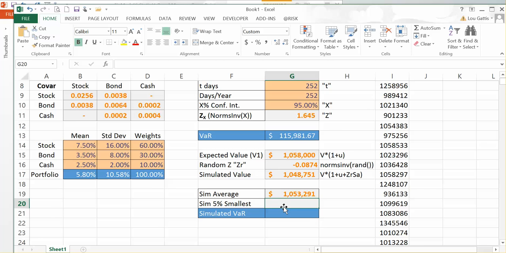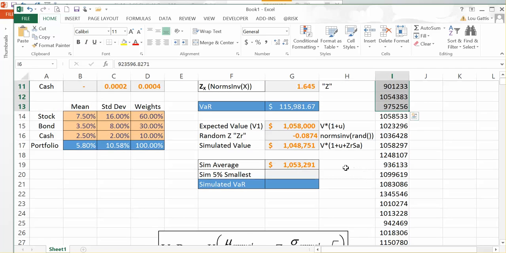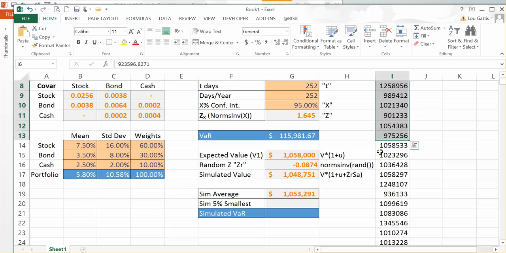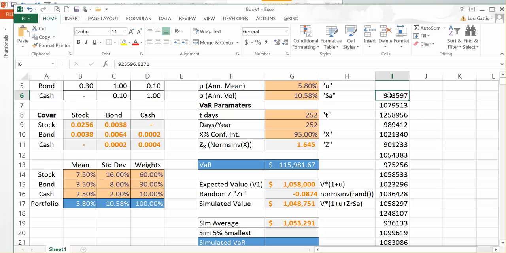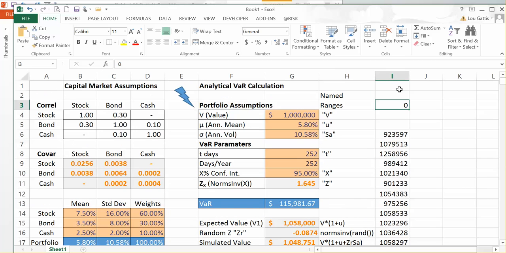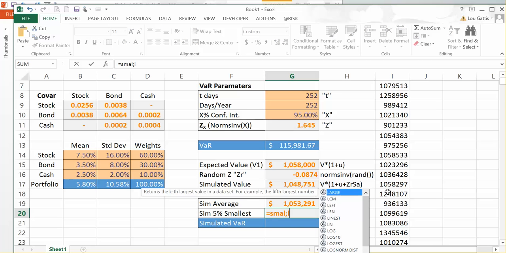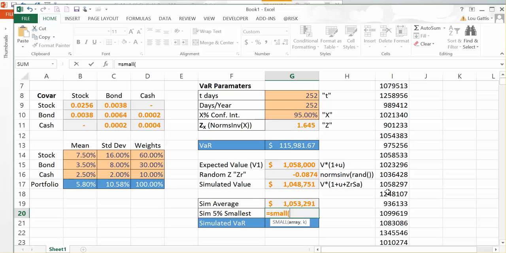And then one thing I'll do is I'm going to sort these numbers here and find the 5% smallest value. Again, these are 5,000. Just make sure it goes from cell 6 to 5,005. So we have 5,000 outcomes here. So what I'm going to do is sort these and get the 5% smallest. 5% of 5,000 would be 250. So I'm going to use Excel's small function now. Excel has small and large functions, and all you do is enter an array.